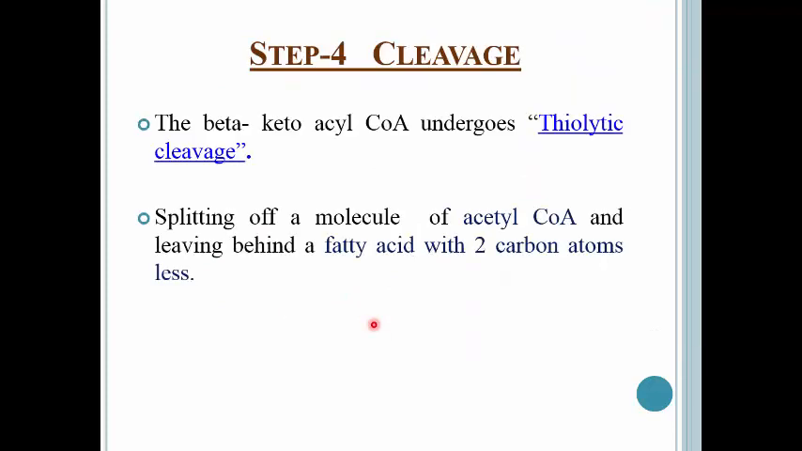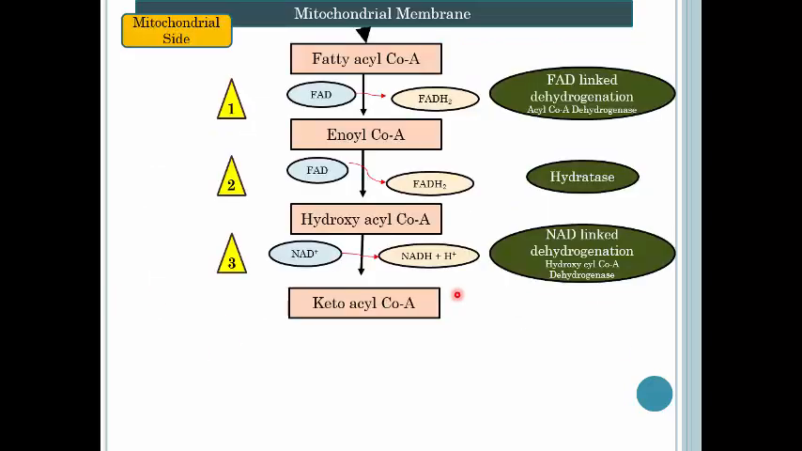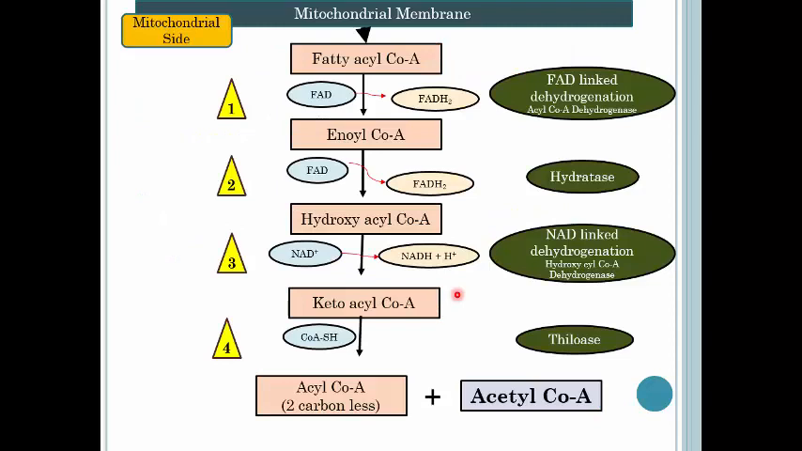And the last step is thiolytic cleavage. So this keto acyl CoA undergoes thiolytic cleavage, and one molecule of acetyl CoA is formed and one molecule of acyl CoA is formed with 2 carbon atoms less than the parent compound. So in step 4, with the help of the thio group, there is a breakdown of the molecule, right? Whenever the word ending in 'lase' comes, that means there is a breakdown of a molecule.